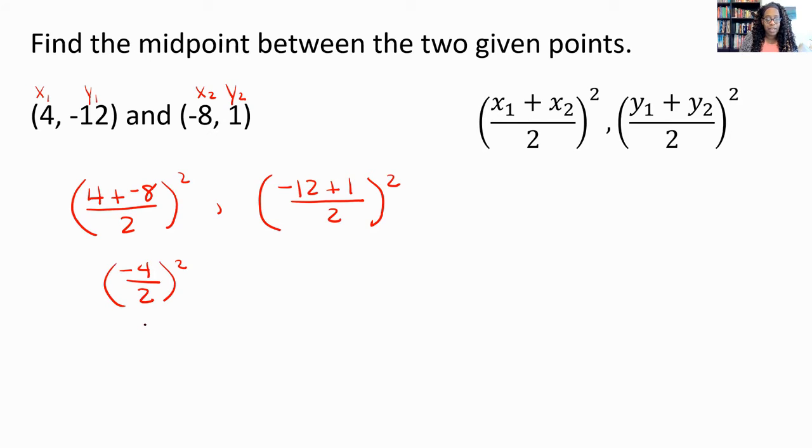And then -4 divided by 2 gives me a -2. Now this is the one that gets a lot of people. What's -2 squared? Just like how we did before, notice the -2 is inside the parentheses. So that means I'm doing a -2 times a -2. That's going to give me a +4.